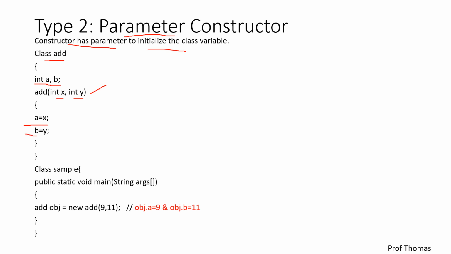Whenever we create an object for this class, add object = new add, we pass the values for the parameters, 9 and 11. Then it initializes the values object dot a equal to 9 and object dot b equal to 11.